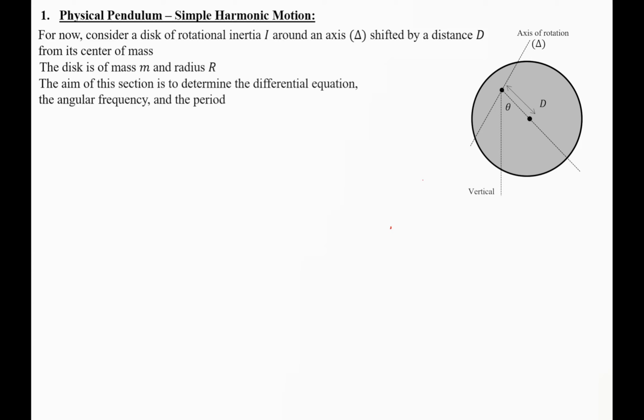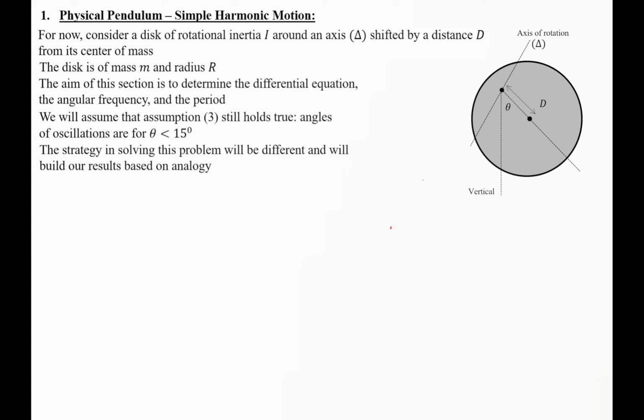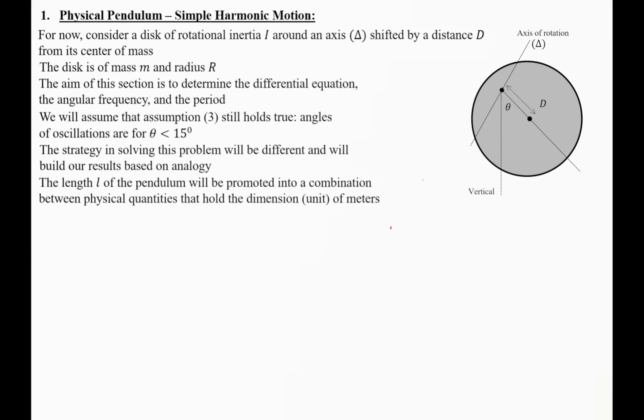The aim of this section is to determine the differential equation, the angular frequency, and the period. We'll assume that assumption 3 still holds: angles of oscillations are very small. However, we're not interested anymore in assumptions 1 and 2 because we're in the case of a physical pendulum. The strategy in solving this problem will be different and will build our results based on analogy. The length L of the pendulum will be promoted into a combination of physical quantities that hold the dimension unit of meters.